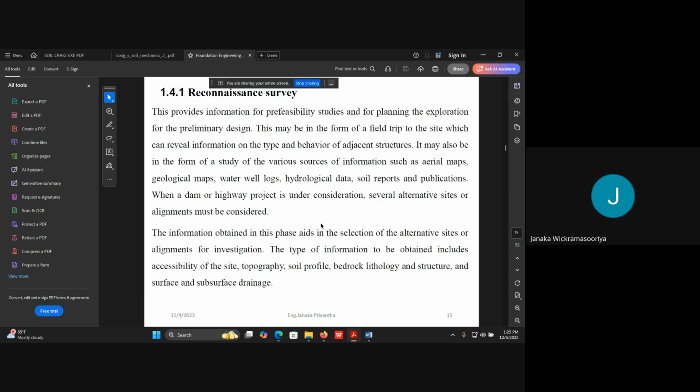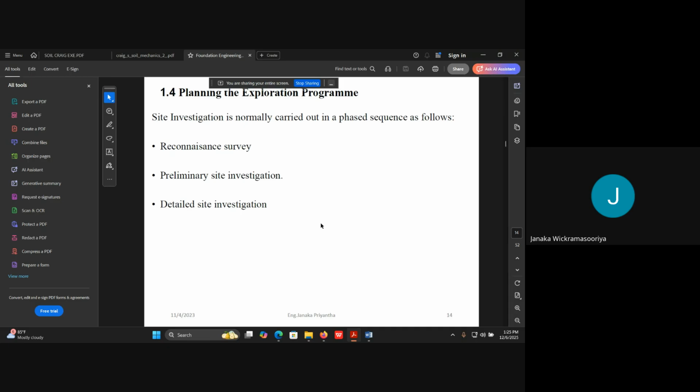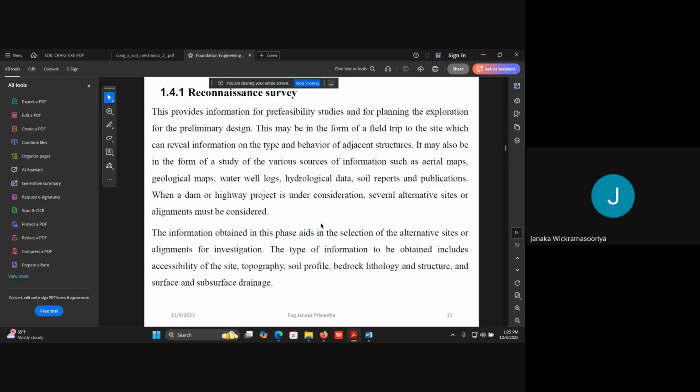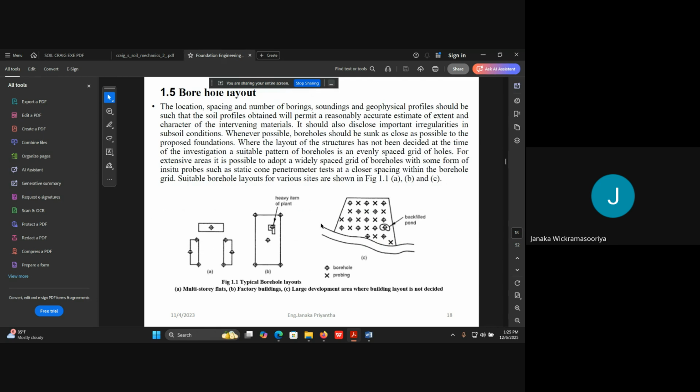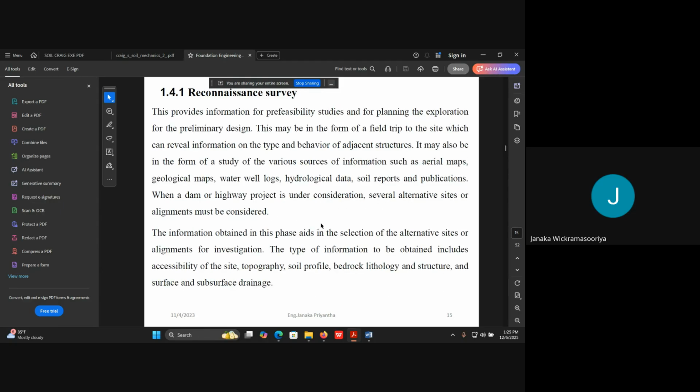So what is reconnaissance survey? Please, there's no point in writing only these three. You have to explain them, because the question is to briefly explain reconnaissance survey, preliminary site investigation, and detailed site investigation. The next question is based on this one. Before that, I will keep this for 1 or 2 minutes, for those who have not seen it, you can see.